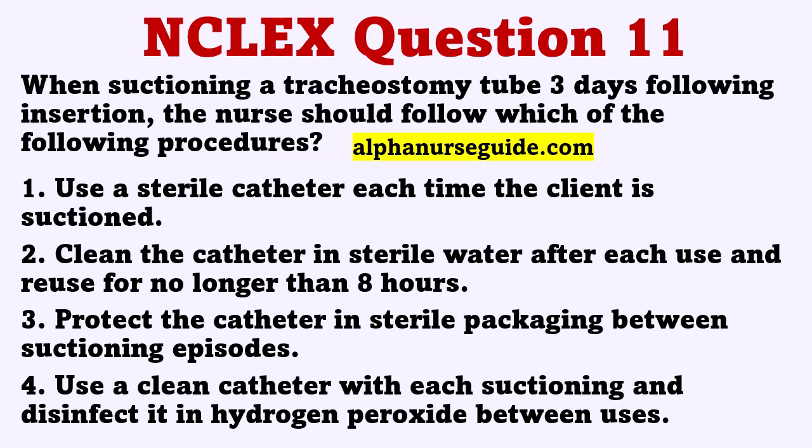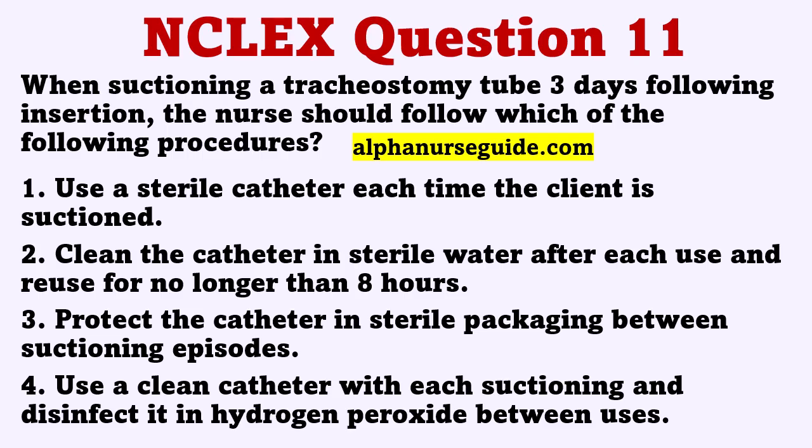When suctioning a tracheostomy tube 3 days following insertion, the nurse should follow which of the following procedures. 1. Use a sterile catheter each time the client is suctioned. 2. Clean the catheter in sterile water after each use and reuse for no longer than 8 hours. 3. Protect the catheter in sterile packaging between suctioning episodes. 4. Use a clean catheter with each suctioning and disinfect it in hydrogen peroxide between uses.